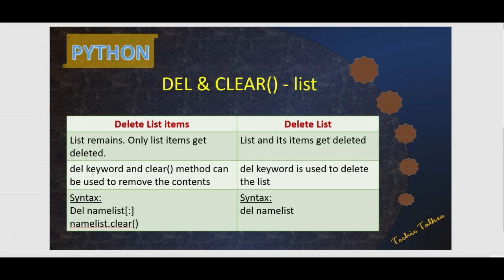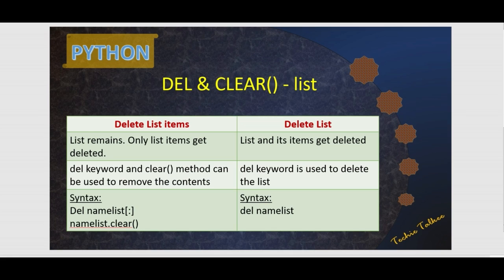To summarize, for deleting the list, we have two options. One is to delete only the items in the list and the other one is to delete the complete list. If I delete the list items, the list remains, only the list items get deleted. On the other hand, if I delete the list completely, the list and its items get deleted. For deleting the list items, I can use the del keyword or the clear method. For deleting the complete list, I can use the del keyword. And I've given the syntax for both deleting the list items and to delete the list altogether.